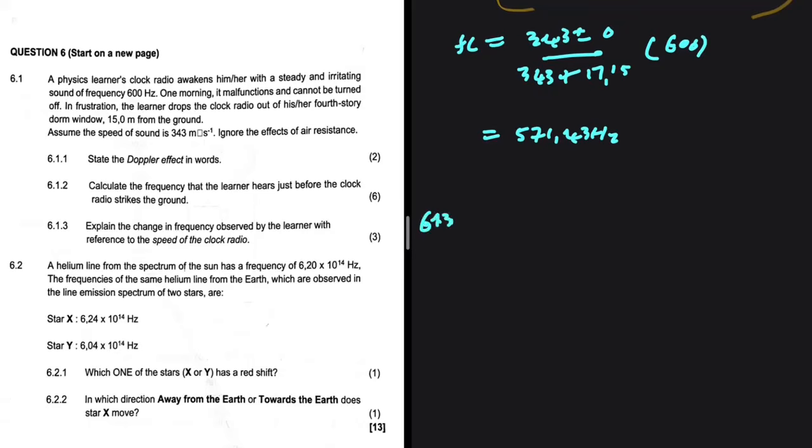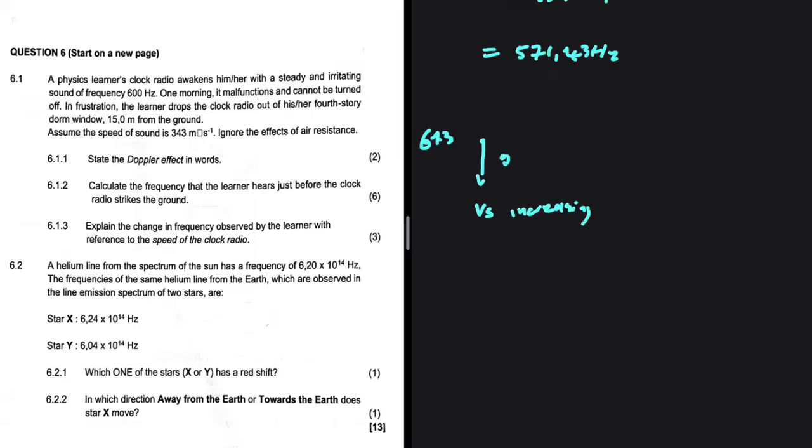6.1.3. Explain the change in frequency observed by the listener with reference to the speed of the radio clock. So as the clock is going down, obviously, under the influence of gravity, then the velocity of the source is increasing. We know fully well that the frequency observed by the listener is equal to V divided by V plus Vs, multiplied by the frequency of the source. So if Vs is increasing, then FL should be decreasing. The frequency observed by the listener should be less than that emitted by the sound source.